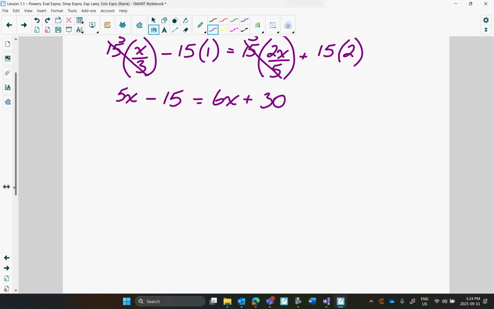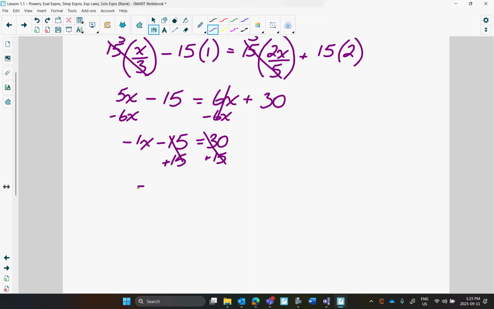What would you like to do next? Okay, what do you want to do? Subtract 6x. What does the left side look like? Negative 1x minus 15 is equal to 30. Now, add 15 to both sides, and I get negative 1x is equal to 45.